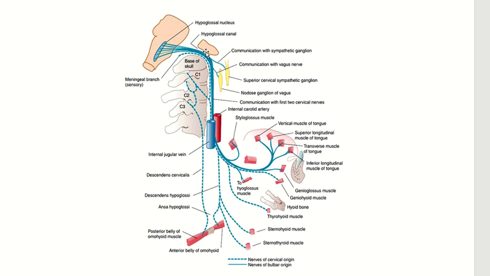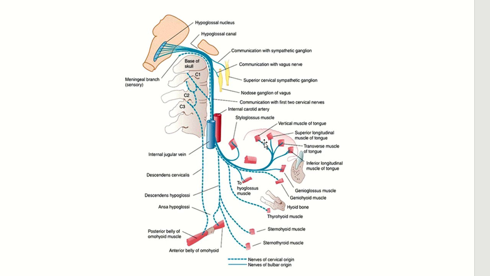It is getting a few communicating branches with the sympathetic ganglion and the vagus nerve, and then it goes down, passes between the internal jugular vein and internal carotid artery, then goes anteriorly, superficial to the internal carotid, external carotid, and loop of lingual arteries, and then reaches the position above the hyoid bone where it is going to divide into a lot of branches. You can see this branch supplying the styloglossus muscle. One more branch supplies the hyoglossus muscle.